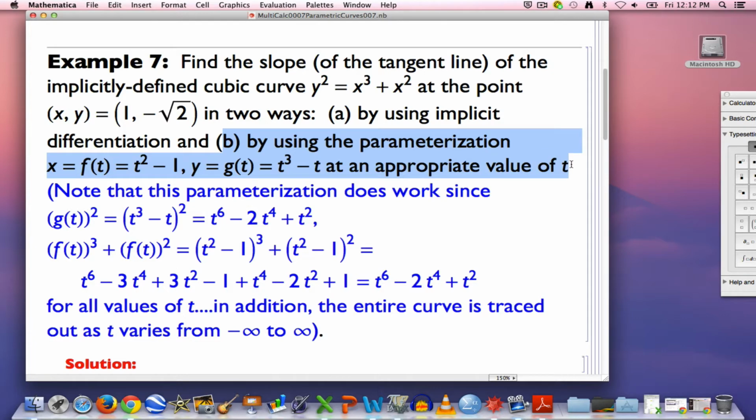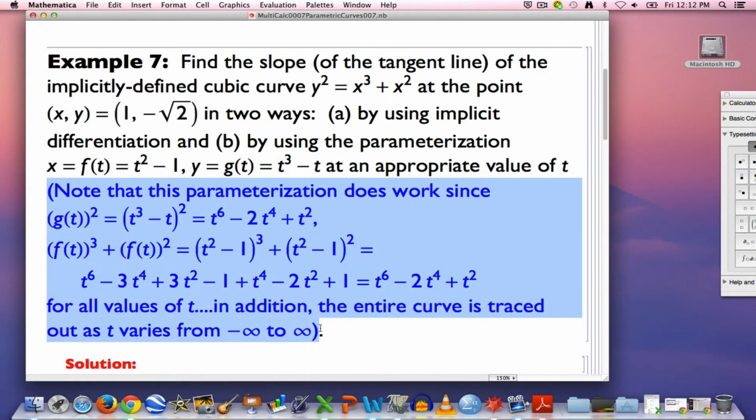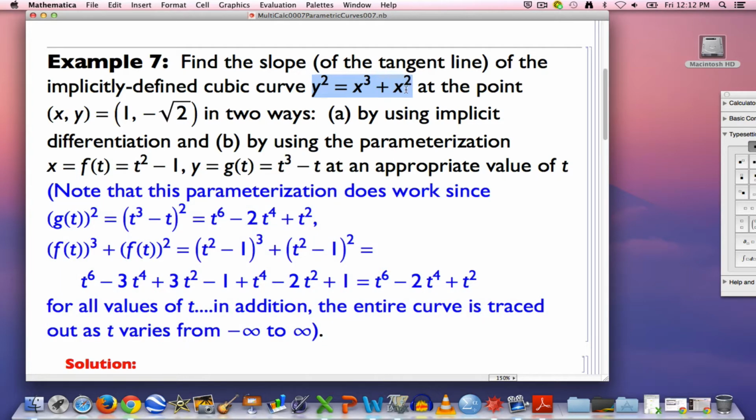This is the parametrization that we guessed would work in the last video, and we did confirm it works. And here in blue I'm noting how you can confirm that it works. This is a review of what I showed in the last video. Essentially, you need to plug in the x and y coordinates as functions of time into both the left and right hand sides of the original equation, simplify in terms of t, and see that you get the exact same thing at the end. In this case, t to the 6th minus 2t to the 4th plus t squared in both cases. Also, the entire curve is traced out as t varies from negative infinity to plus infinity.